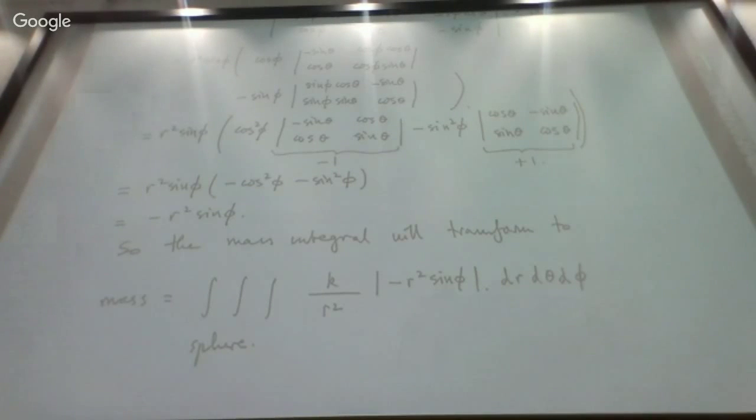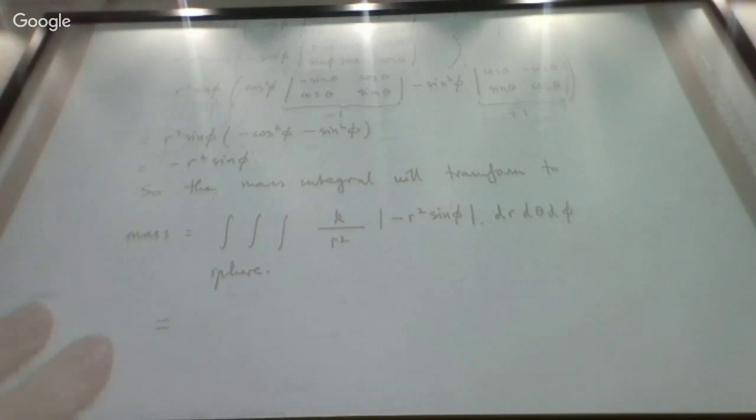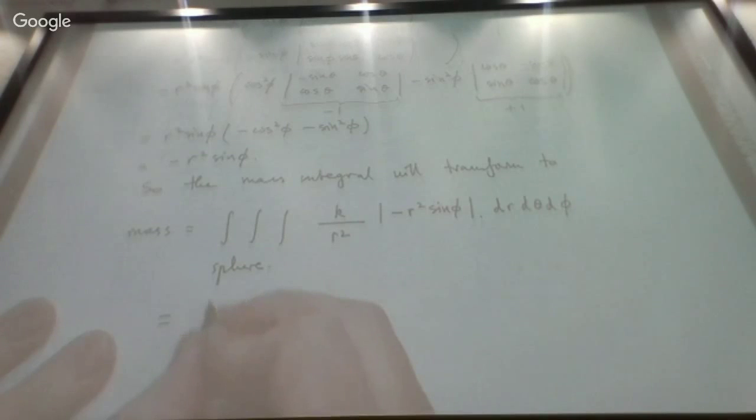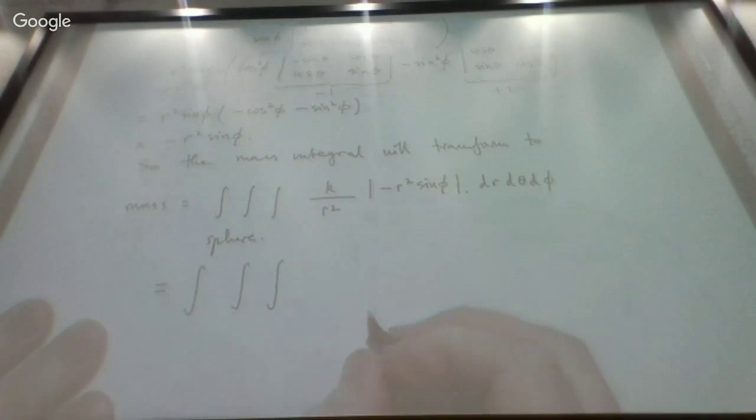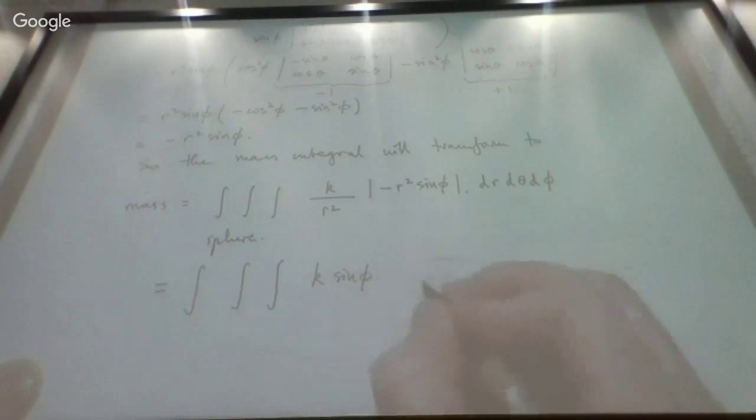Okay, so let's continue with evaluating this integral. Now I'll leave space between my integration signs to put in the limits of integration. But the integrand will simplify a bit. We'll just be integrating k times the sine of phi. Now I need to decide on my order. Well, I'll just stick with this order, dr, d theta, d phi.